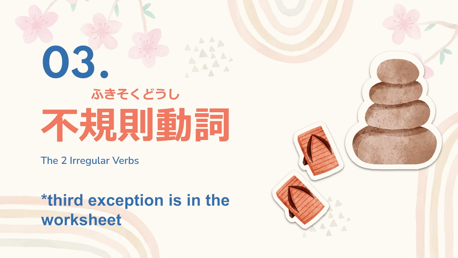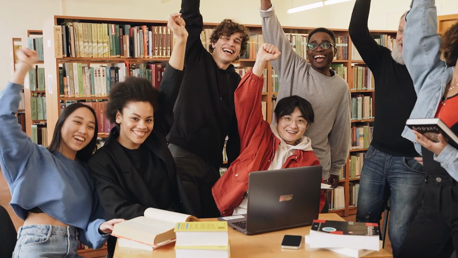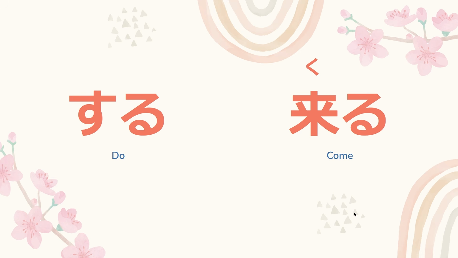Next, let's talk about the fukisoku doushi, or the 2 irregular verbs. Now don't worry too much about remembering them because you probably already know them and you're probably already using them. Check this out. The 2 irregular verbs are suru, do, and kuru, come.